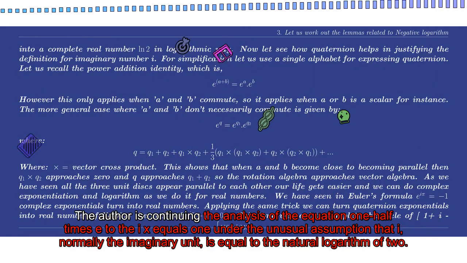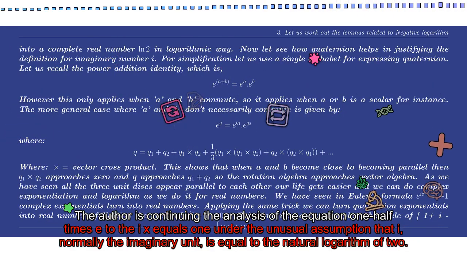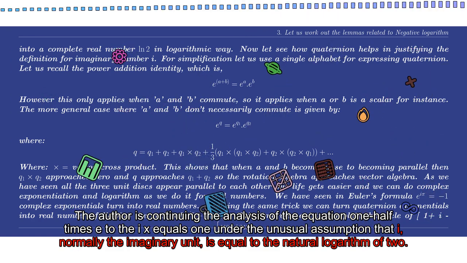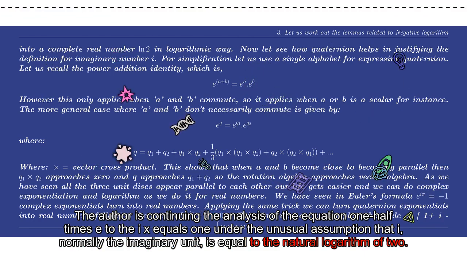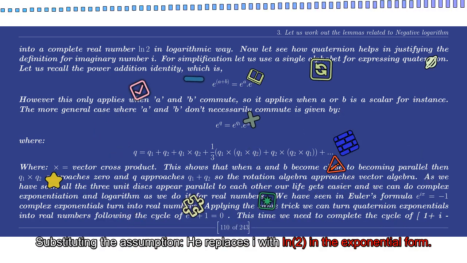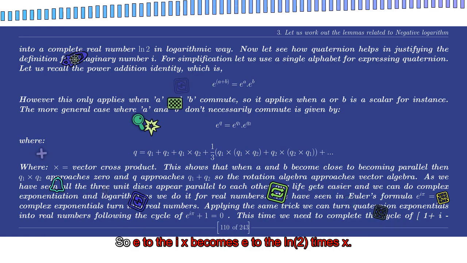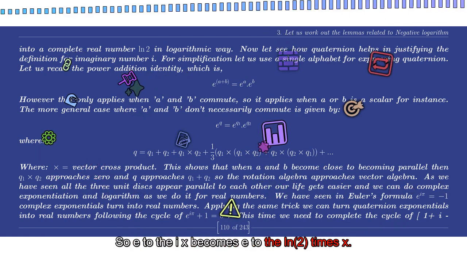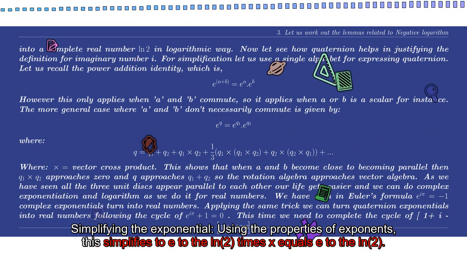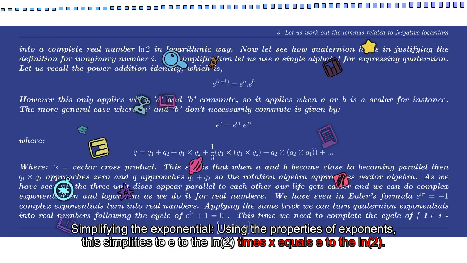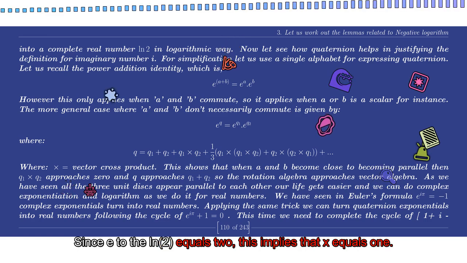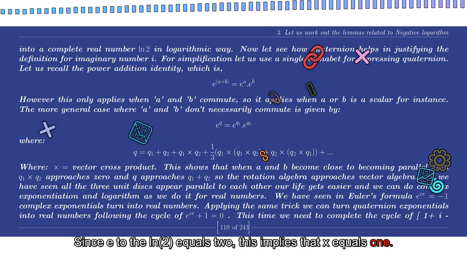The author is continuing the analysis of the equation 1/2 times e to the ix equals 1 under the unusual assumption that i, normally the imaginary unit, is equal to the natural logarithm of 2. Substituting the assumption, he replaces i with ln2 in the exponential form. So e to the ix becomes e to the ln2 times x. Simplifying the exponential using the properties of exponents, this simplifies to e to the ln2 times x equals e to the ln2. Since e to the ln2 equals 2, this implies that x equals 1.